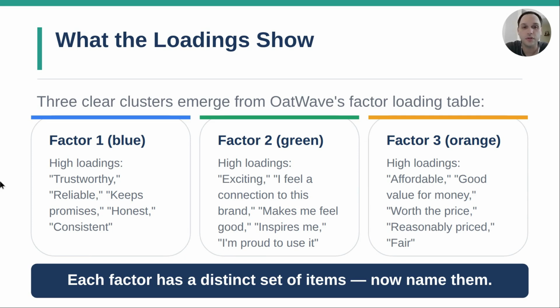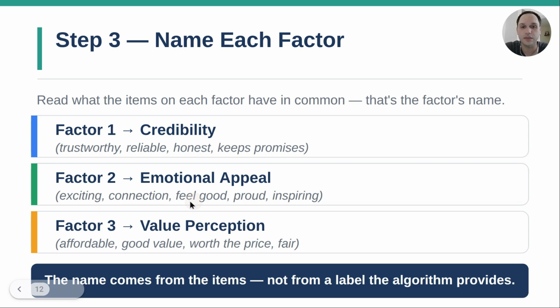And the third cluster, loading high on factor 3, includes affordable, good value for money, worth the price, reasonably priced, and fair. Each item loads high on exactly one factor and low on the others. That's a clean, well-structured result. Now we need to name what each cluster represents.